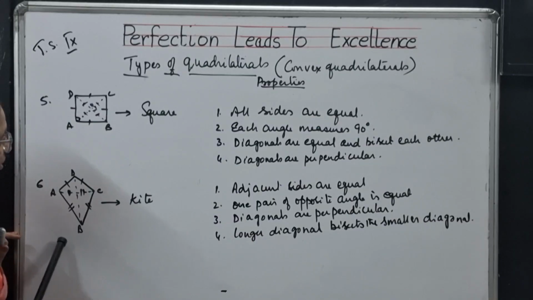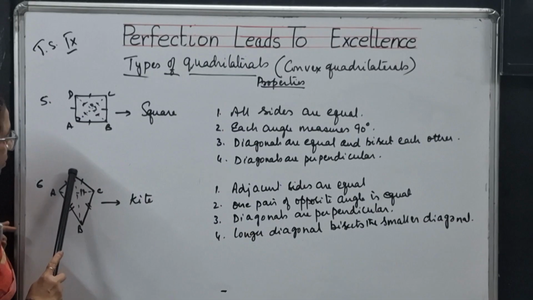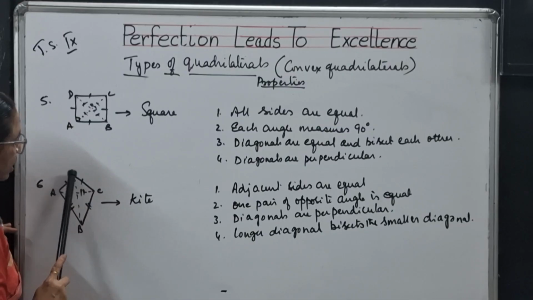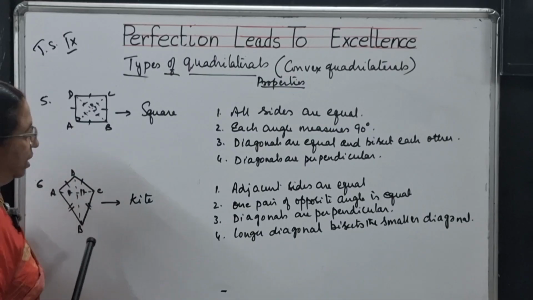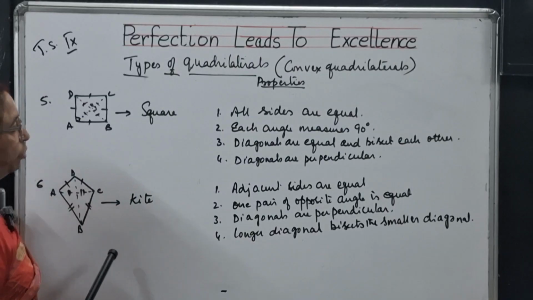This is the figure of kite in which adjacent sides are equal. See, AD is adjacent to CD. So, AD is equal to CD and AB is equal to BC. Adjacent sides are equal. One pair of opposite angles is equal.